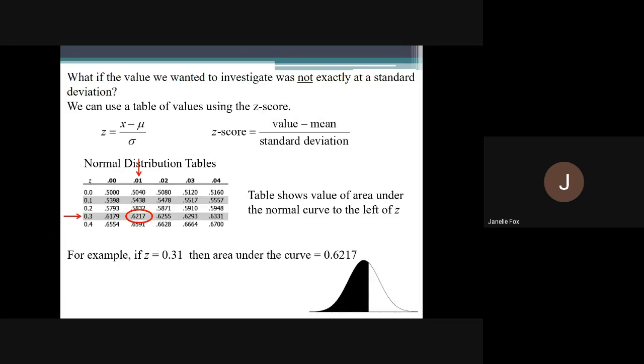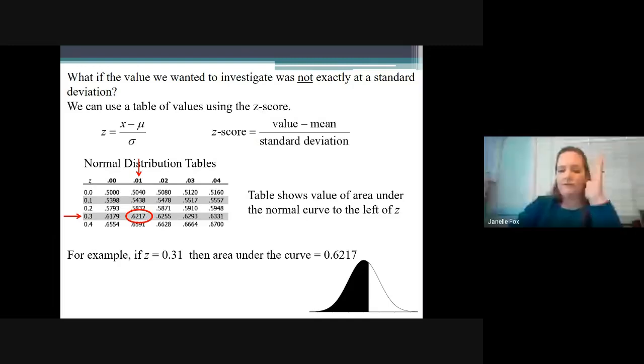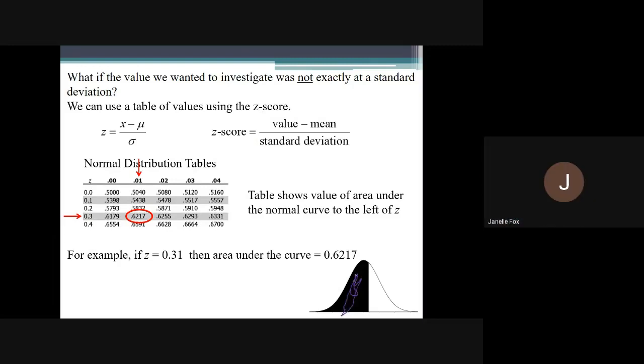My z-score was 0.31, so it would be a little bit to the right of the mean. Then you draw your line, and all of this area right here represents 0.6217. So your mean on your picture would be maybe right here, and then you put a little dash right here and write 0.31. Then you look at your z-table and know that all of this area is represented by 0.6217.